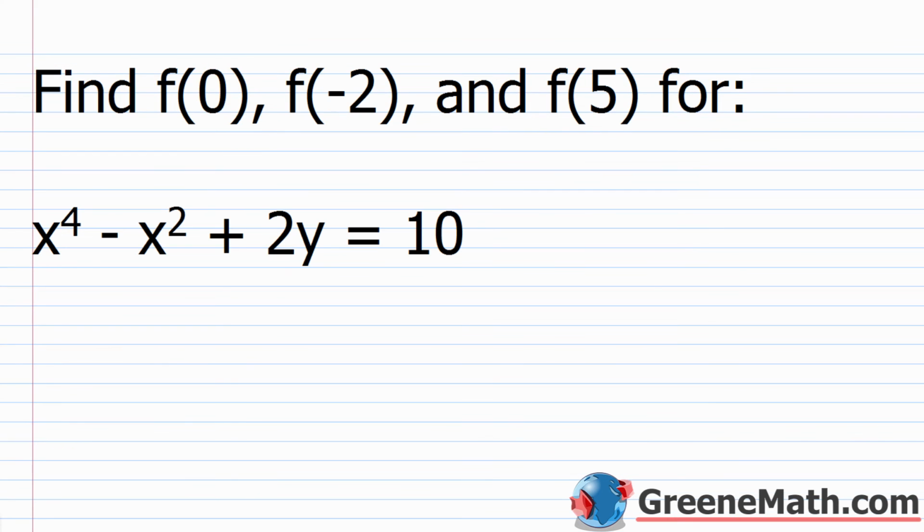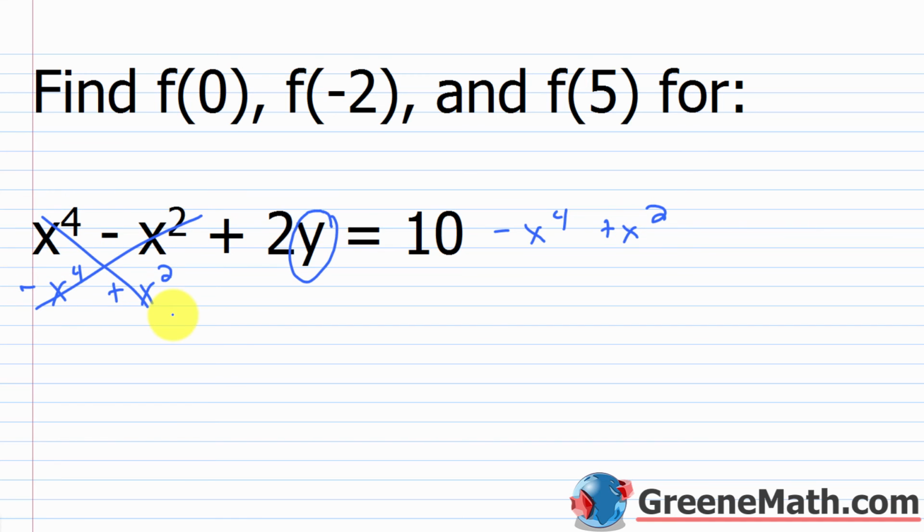All right, let's take a look at one more of these. And I made it a little bit harder to solve for y. So we want to find f of 0, f of negative 2, and f of 5, and we have x to the 4th power minus x squared plus 2y equals 10. Again, solve for y, replace y with f of x. Very, very simple. So let me subtract x to the 4th power from both sides of the equation. Let me add x squared to both sides of the equation. We'll just start with that.